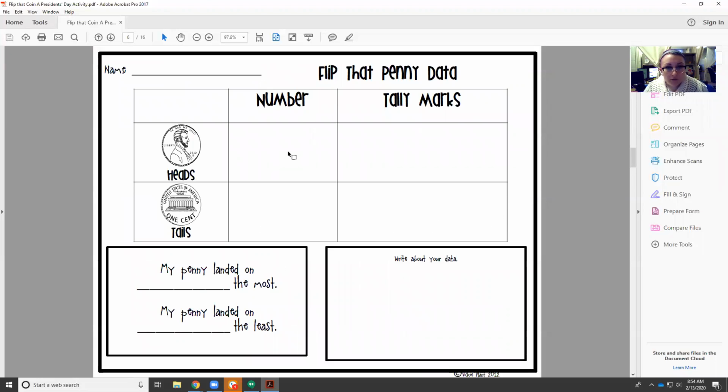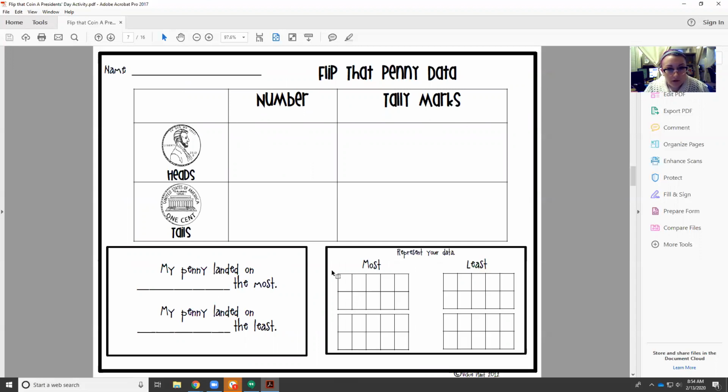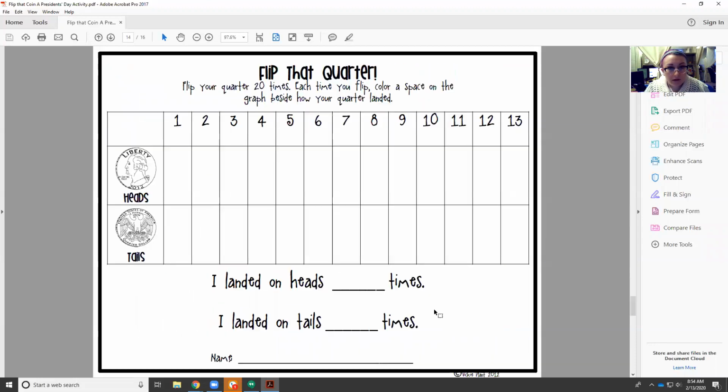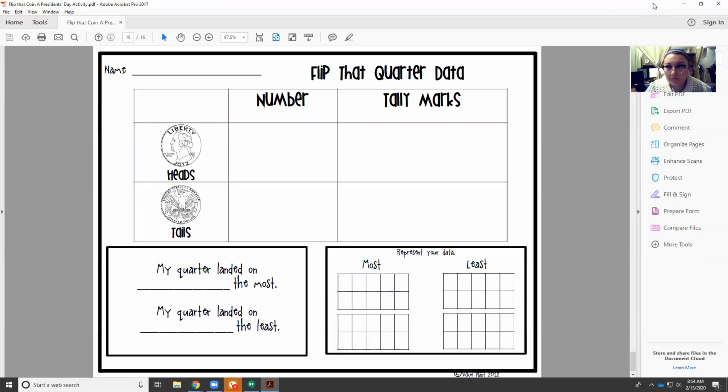Then you're going to write how many heads, how many tails, and use tally marks to represent that as well. And then you are going to do a data chart to represent. And you can do that with a nickel, a dime, and a quarter.